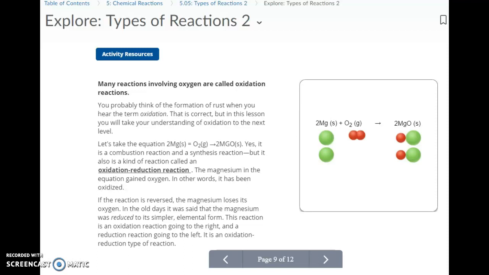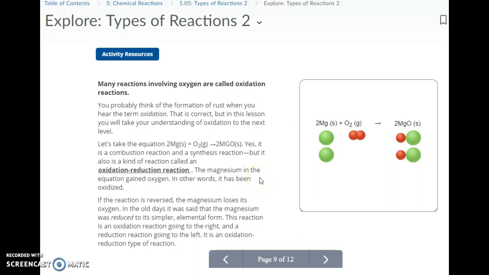Let's take the equation 2 magnesium atoms, they're solid, plus, this should be a plus sign, O2 as a gas yields 2 MgO as a solid. And what's wrong with this G? It should be lowercase. Whoever wrote this for K-12 was having a rough day. Here, it's written decently over here. Let's look at this one over here.